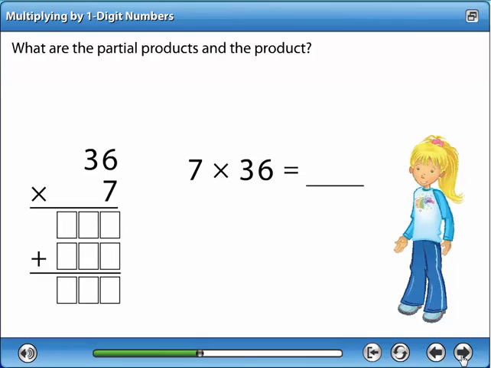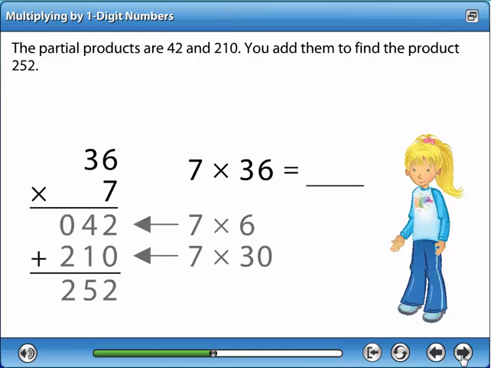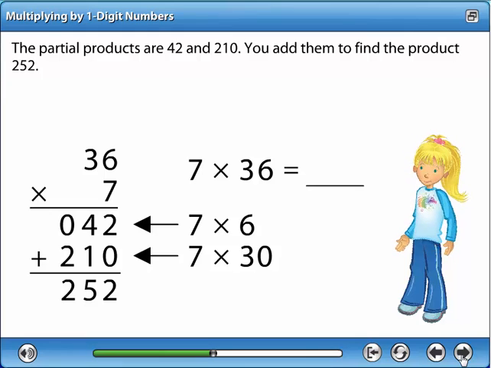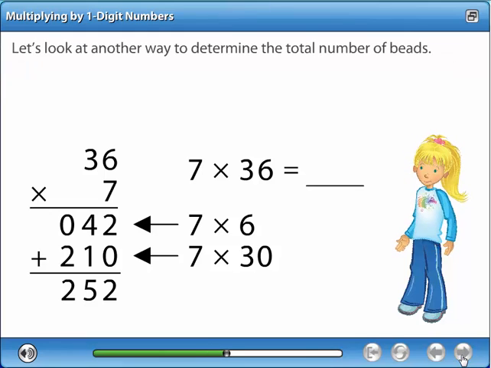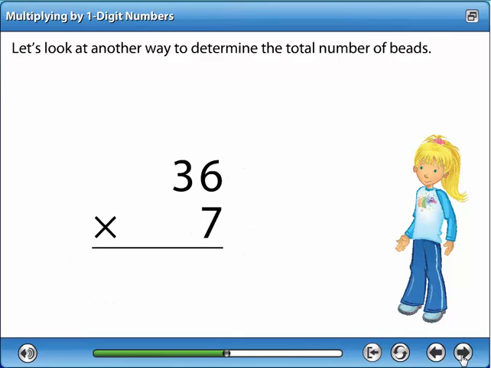What are the partial products and the product? The partial products are 42 and 210. You add them to find the product 252. Let's look at another way to determine the total number of beads.